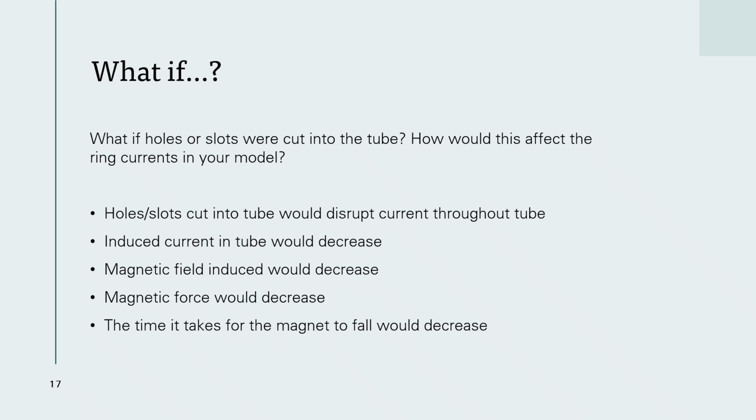If holes or slots were cut into the tube, then that would disrupt the flow of current throughout the tube, and so the induced current would decrease, which would also decrease the magnetic field and the magnetic force. And because of that, the force due to gravity would be much larger relatively. So the magnet would fall faster and therefore decrease the time it takes for it to completely fall.